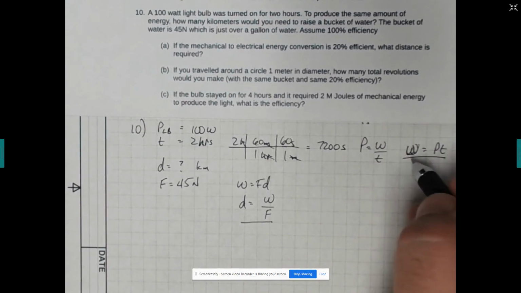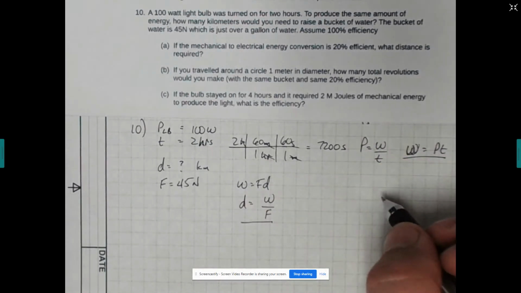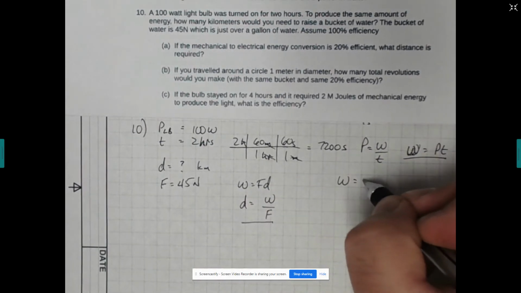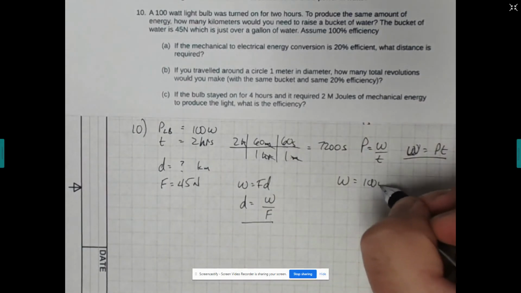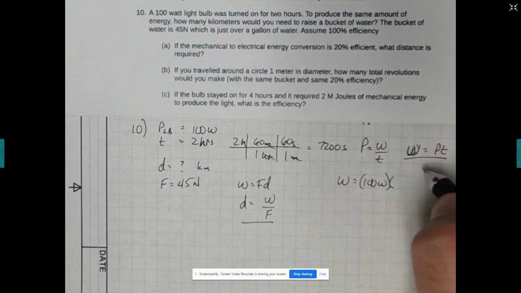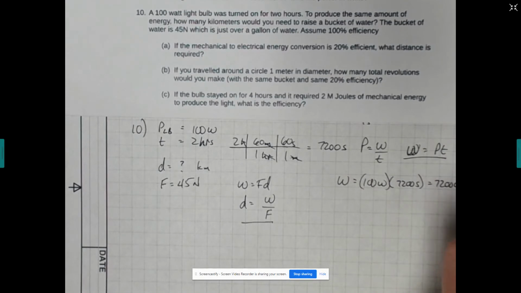So first, let me solve this guy up here. Okay, so we can say that work is equal to power, which was the 100 watts, times the time, which I solved for, which is 7,200 seconds. And so when I do that, we just put 2 more zeros on it, and we get 7,200 with the 2 zeros, so 720,000. And so we end up with joules.